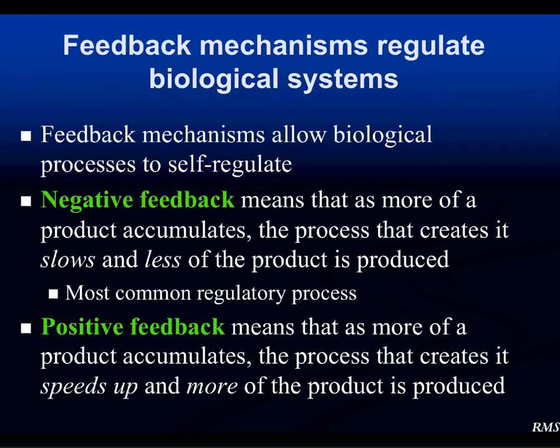Now, most biological systems are regulated through some sort of feedback mechanism. And these feedback mechanisms basically allow self-regulation. There are two different types. You can have negative feedback, and negative feedback means that as you go from whatever you start with to whatever you're ending with, and these levels build up more and more, it basically shuts down the process so that this is not being converted to that. So as something builds up, negative feedback shuts it down.